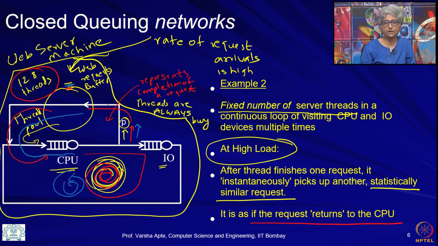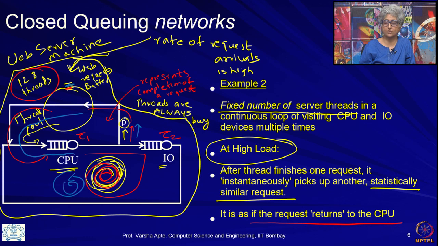But we do not go back, put the thread back into the thread pool and then pick up the next request. We kind of ignore all of that. We say that the time will be negligible, and it is as if the same thread has just come back into the CPU. This makes sense because the time to pick up a request is going to be negligible and the next request that the thread works on is statistically similar. So it does not matter; it is going to have the same tau 1 here and the same tau 2 here.